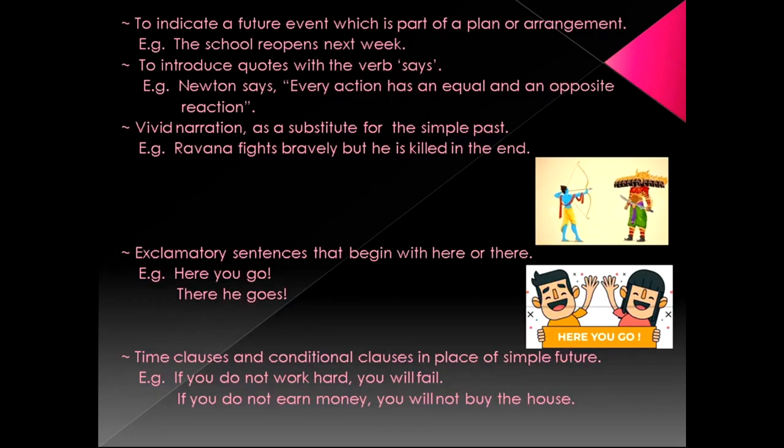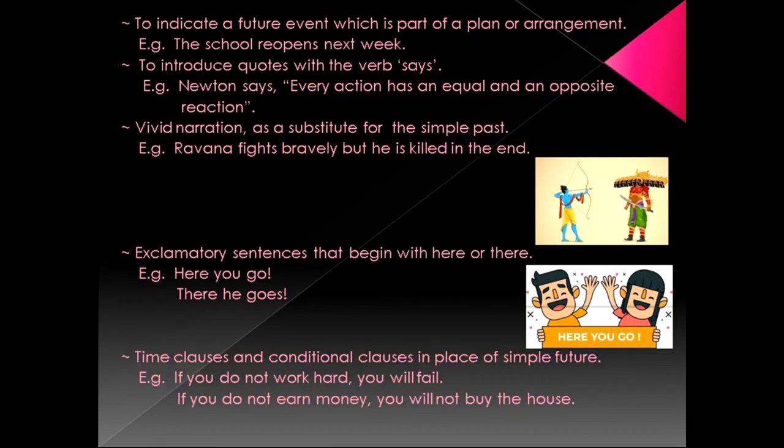Now next is to introduce quotes with the verb says. You know that says is a reporting verb. Now Newton says every action has an equal and an opposite reaction. You can see that here the quoted words, that is every action has an equal and opposite reaction, are the exact words of the speaker Newton, and here the reporting verb is says. In such cases, where the quotes are introduced with the verb says, we will always use the simple present tense.